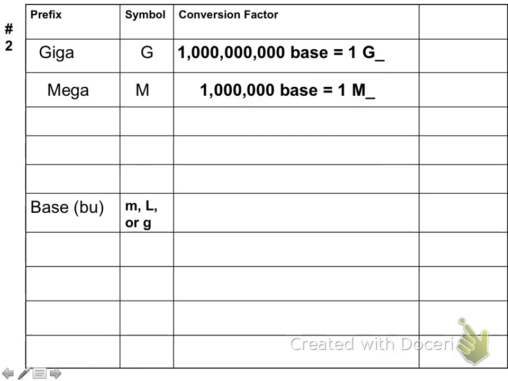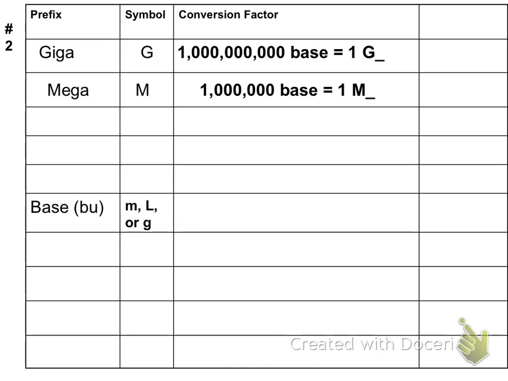Next we have the mega. Mega is capital M. So 1 mega something would be equal to 1 million of whatever it is you're talking about. So maybe megameters. So you can see how important it is that meters are lowercase. So 1 megameter would be equal to 1 million meters. But again, you could substitute any of these base units for that, or even moles are a base unit, or seconds. But meters, liters, and grams are the most common.